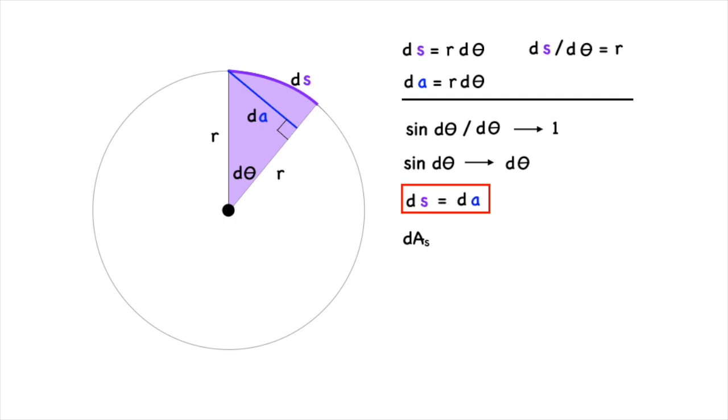Now consider the area of the sector of this circle shaded in purple. Call it dA sub s. From geometry, we know that dA sub s equals 1/2 times r squared times d theta, which I now want to rewrite as 1/2 times r times r d theta, so that now we can substitute ds for r d theta.